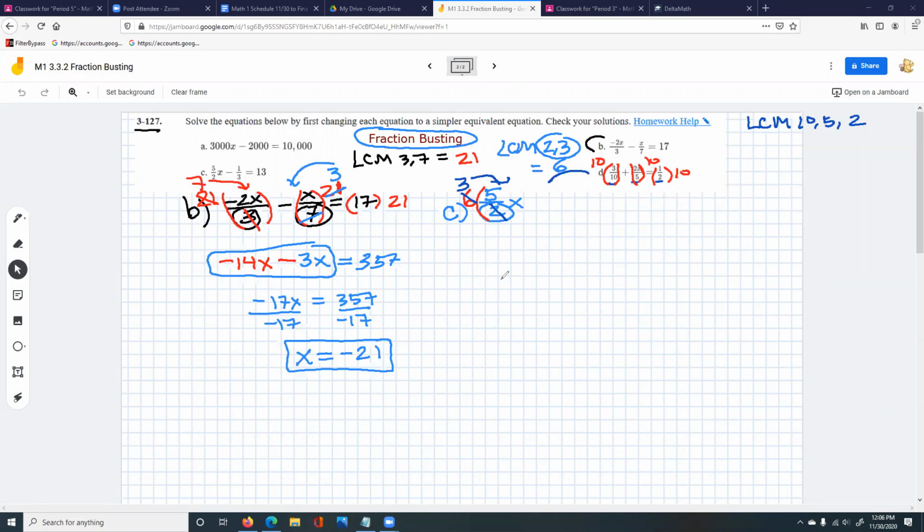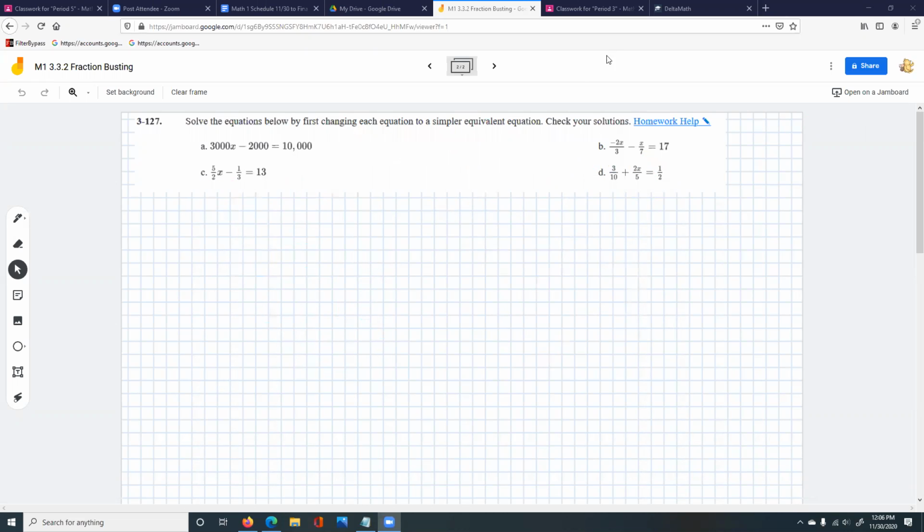Okay, guys, so that is the lesson for today. I'm going to have to clear this out before I go on. So that's how you fraction bust. That's how you get rid of a bunch of fractions.